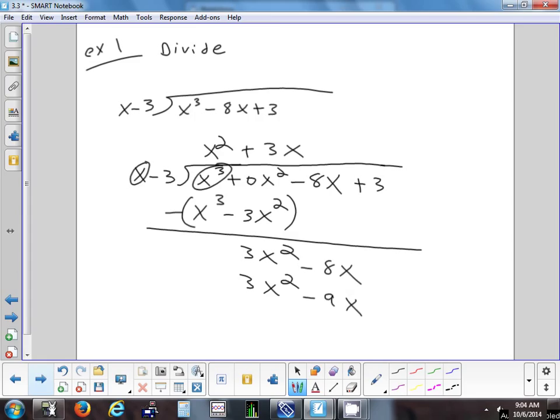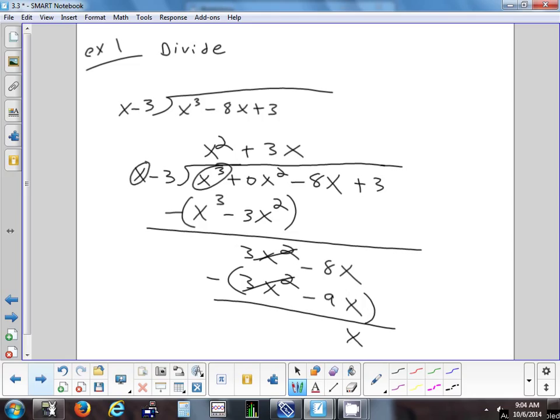And we're going to subtract. I put it in parentheses so I don't forget that I'm subtracting both of them. 3x squared minus 3x squared cancels out. Negative 8x minus 9x. Cassie, what would that be? X. Yeah, that's a negative 8x plus 9x, which is just x.